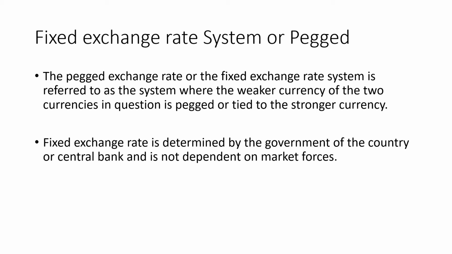This kind of exchange rate is referred to as a system where the weaker currency of the two currencies in question is pegged or tied to a stronger currency. Here, the fixed exchange rate is actually determined by the government of a country, or it can be determined by the central bank of a country, and this is not dependent on market forces. Okay, demand and supply do not have any role here. It is the authority of the central government or the central bank to determine this kind of exchange rate.